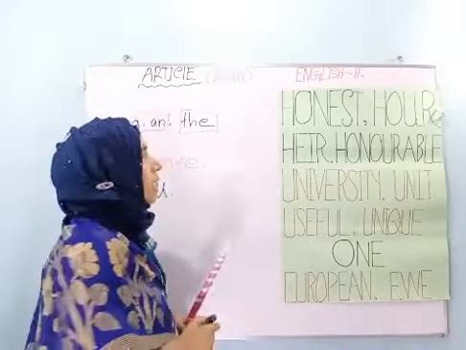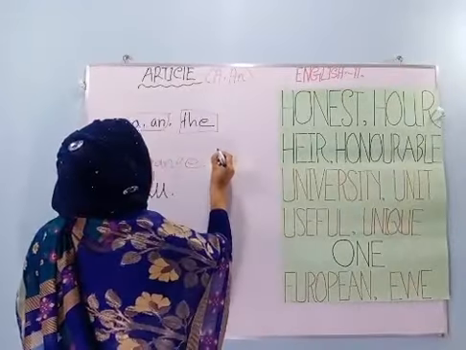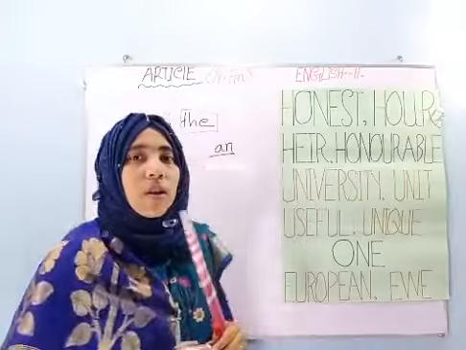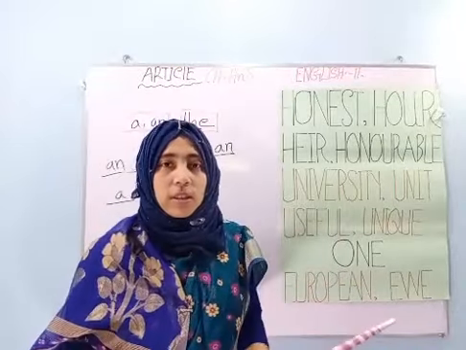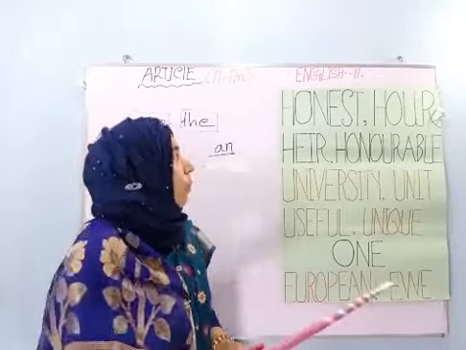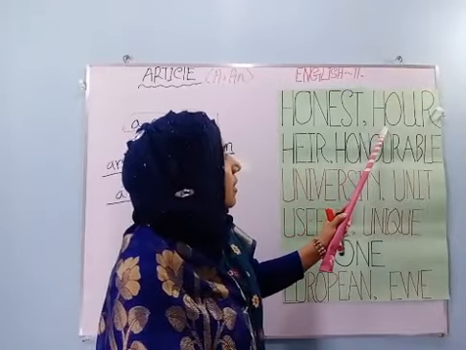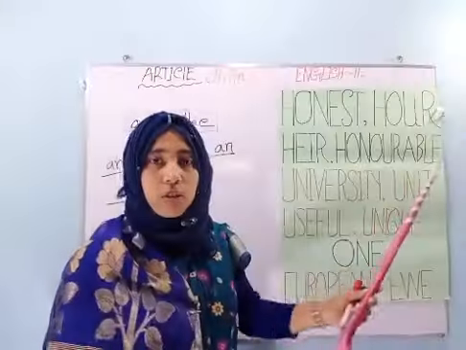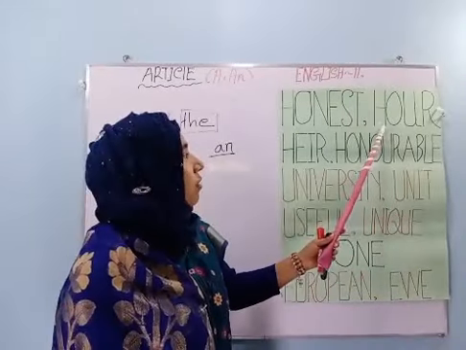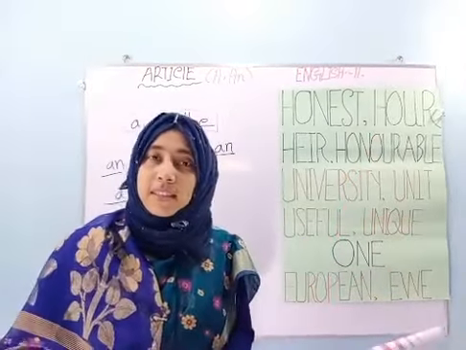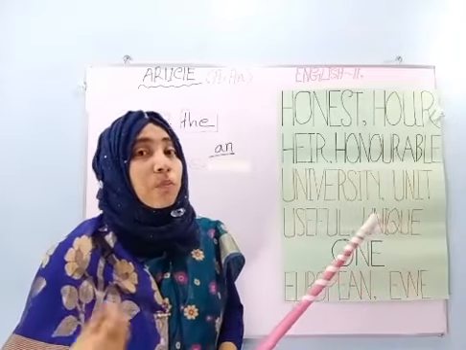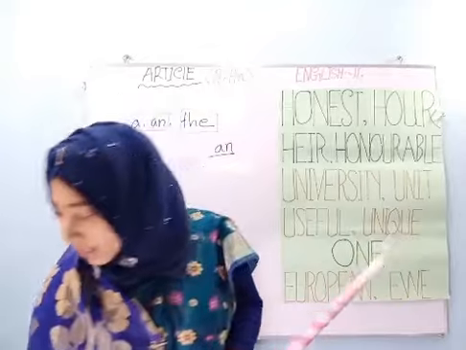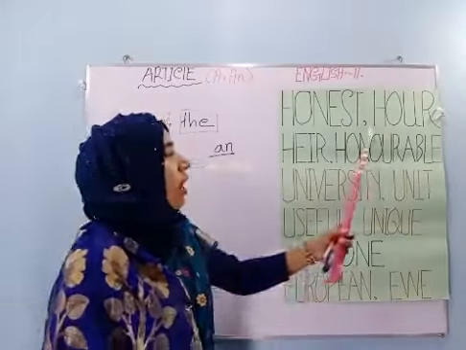What will you use here before honest? Of course you will use an, that means an honest man, he is an honest man. Okay, and again you see, what is this? Again this is hour, not our. Okay, and again you see here the first letter is H, but the pronunciation or sound is here what? Actually here the sound is "our".